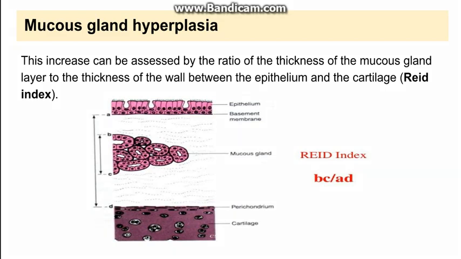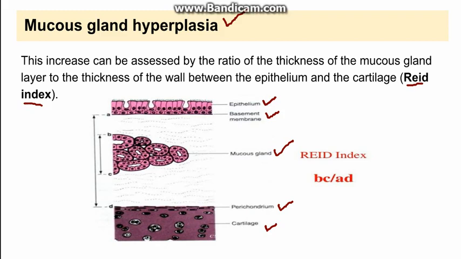These are measured by an index known as Reed's index. Now, what is Reed's index? It is used for mucus gland hyperplasia. To understand Reed's index, we can see this is the epithelium, then the basement membrane, and then there is presence of mucus glands, and then the perichondrium and the cartilage. This is the wall of the trachea and bronchi. This is the normal arrangement.